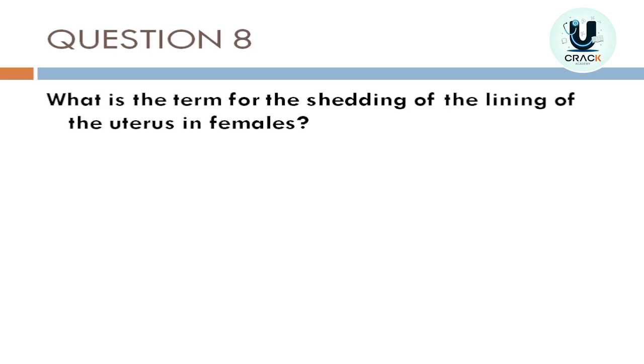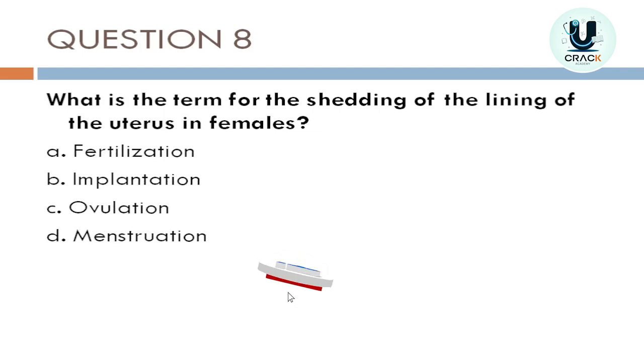Question number 8. What is the term for the shedding of the lining of the uterus in females? A. Fertilization, B. Implantation, C. Ovulation, D. Menstruation. Answer: menstruation.